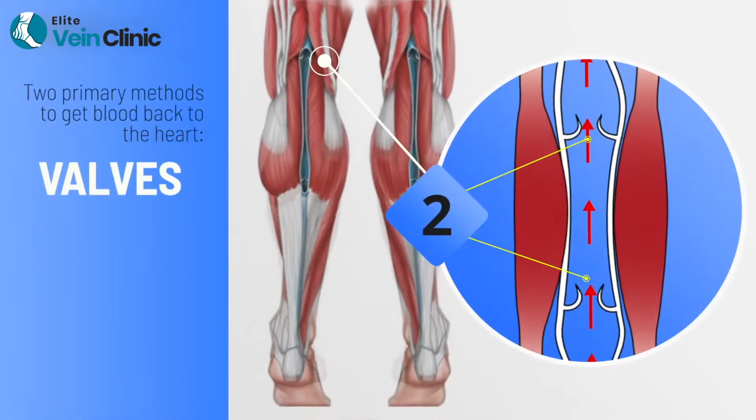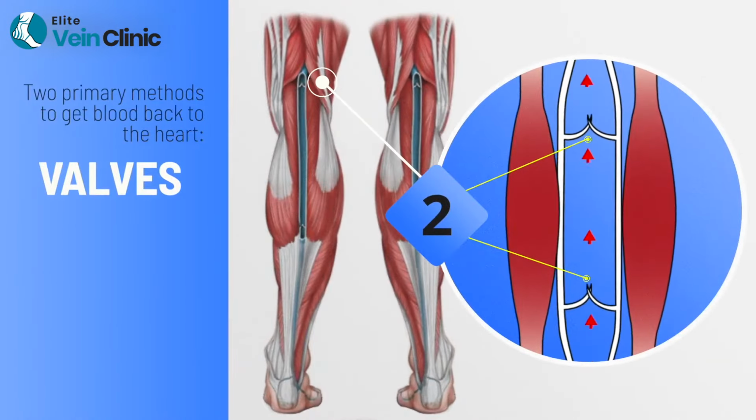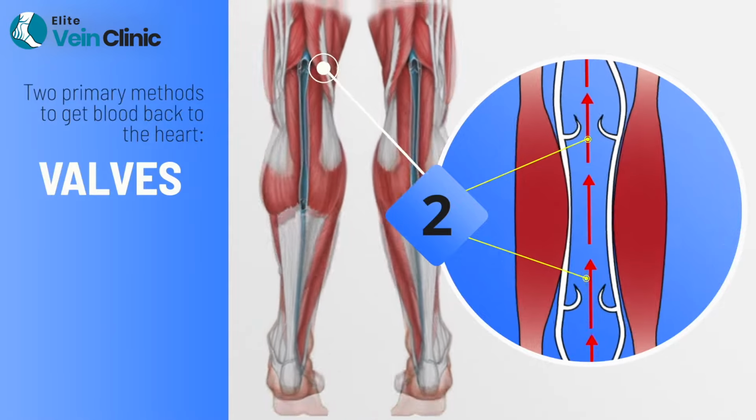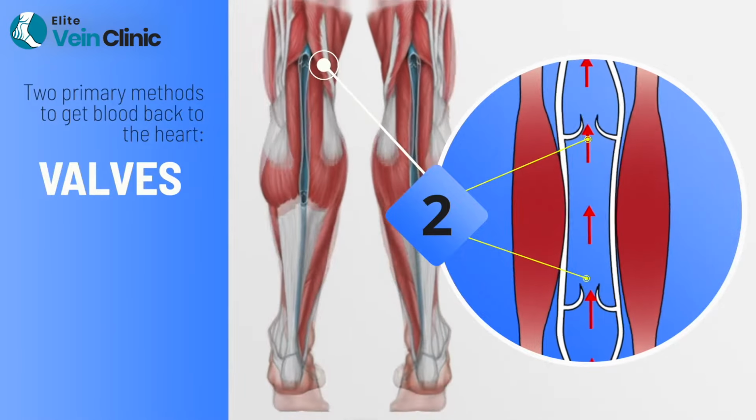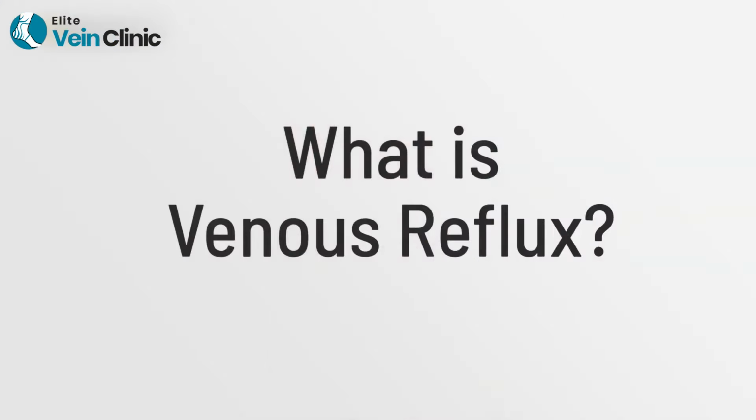The second method is valves. Valves act like one-way doors inside the veins. They allow the blood to come up, but not back down. So what is venous reflux?